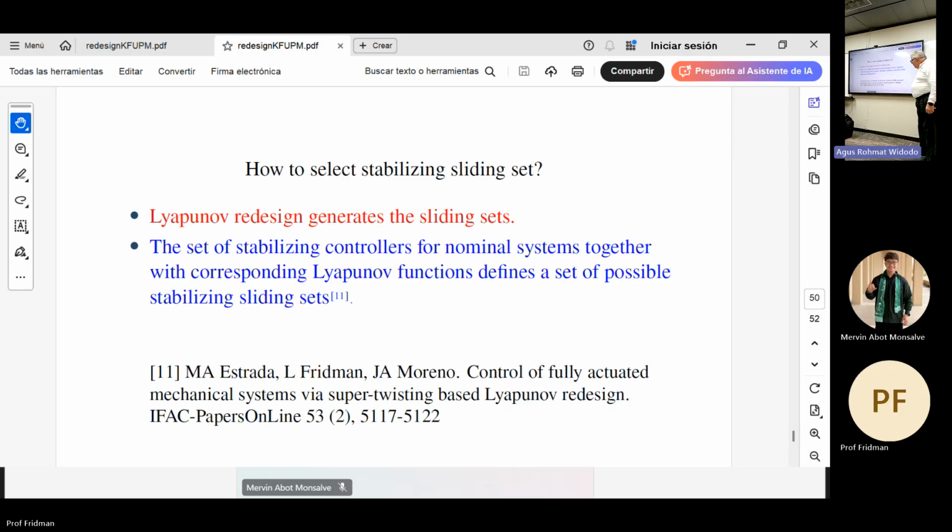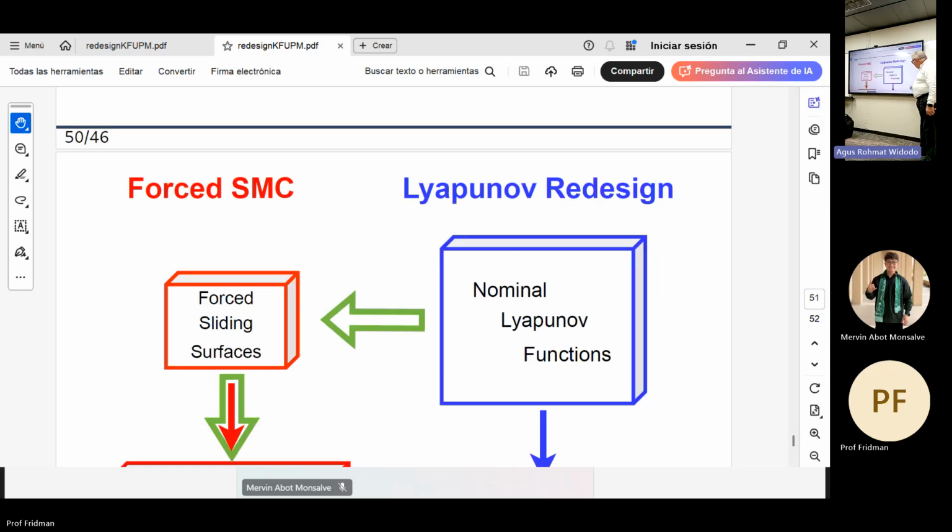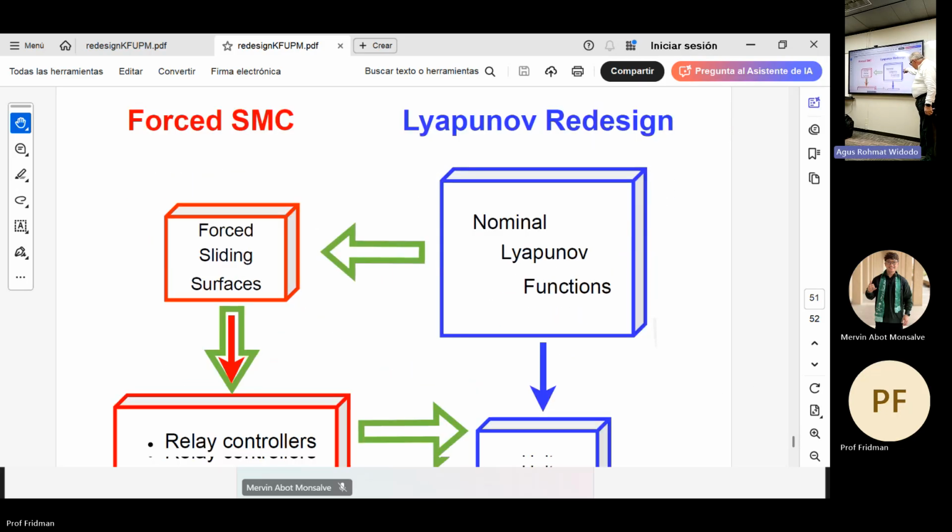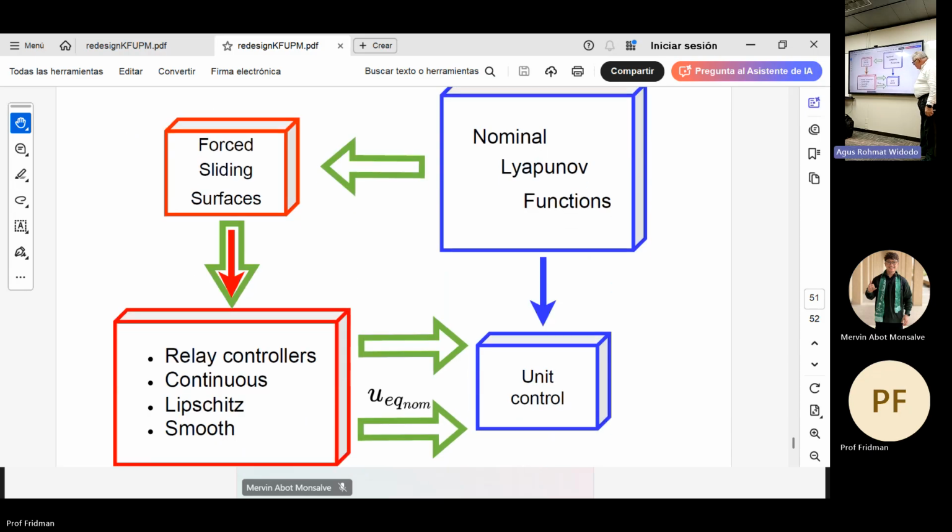And that's the key point. And finally, that's maybe the main story. What is the main story here? There is classical Lyapunov redesign. We have a nominal function and we have a unit function.